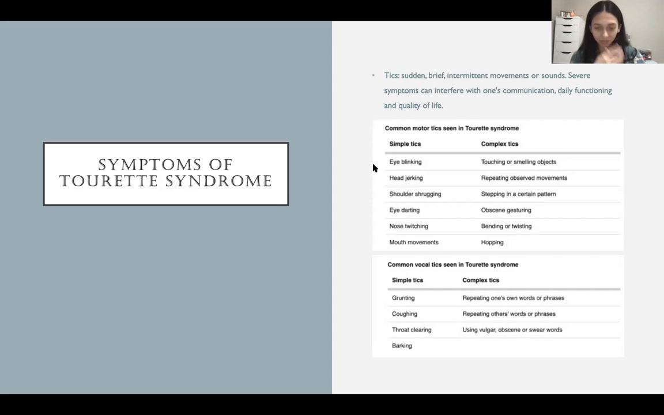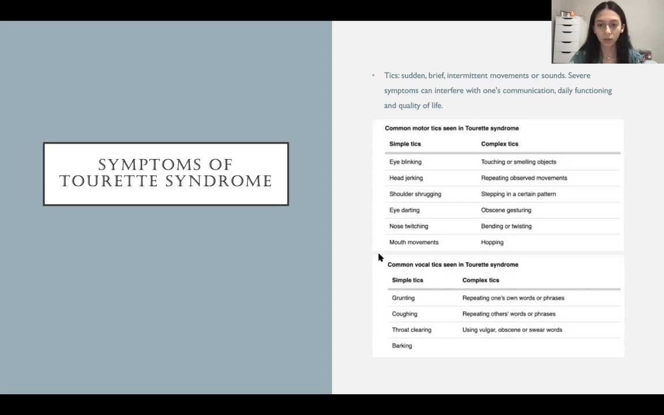The simple ones can be eye blinking, head jerking, shoulder shrugging, eye darting, nose twitching, like the little nose twitches, and mouth movements, like a twitch in your mouth. Complex motor tics are touching something, like grabbing something, or repeating a movement, like jerking your hand repeatedly. I also wanted to say bending and twisting. An example would be when you're standing, you just collapse and then you get up again and then you collapse again. That's what I mean by bending and twisting.